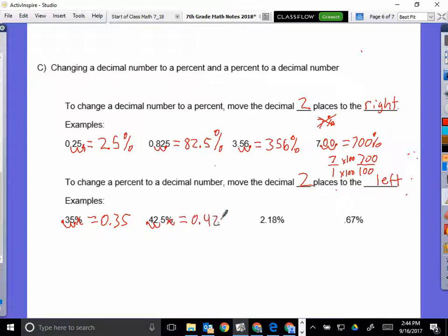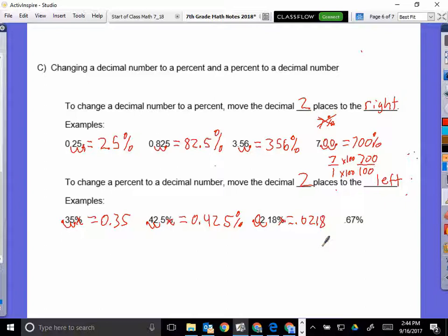0.425 would be our decimal number. Okay, just going the opposite way. We got 2.18%. Okay, kind of a weird percentage, but that's all right. Take that decimal point 2 places to the left, put it right there, empty space. Give that guy a 0. Drop your percentage sign. It's going to be 0.0218 is going to be our decimal number for that one.